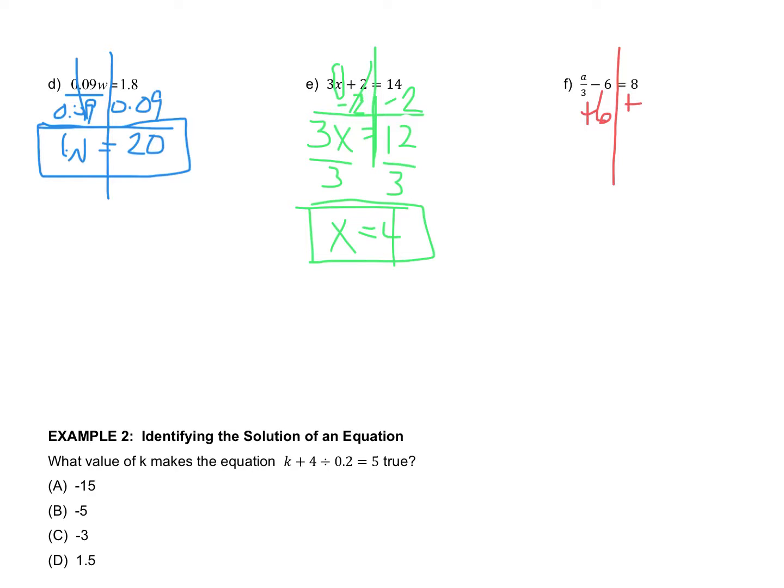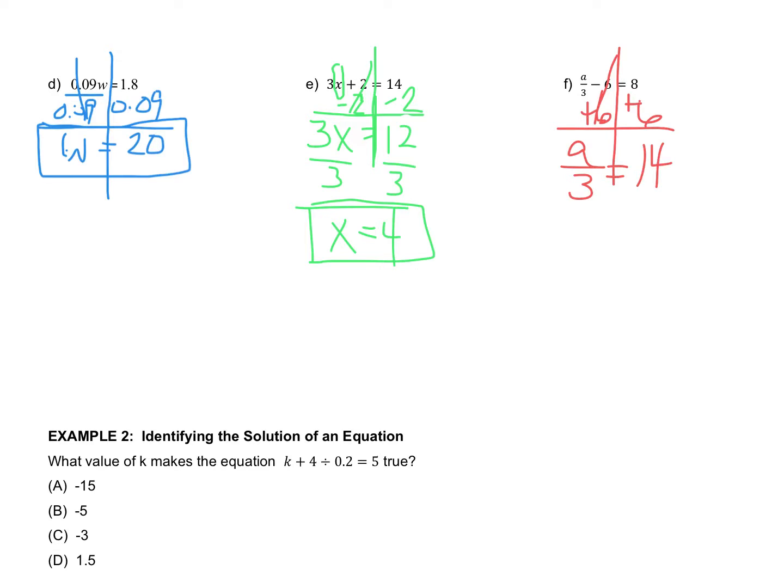So to undo subtraction, we do addition. I'd make sure I do it on both sides. The 6's are now canceled. They've been moved over to the right, and I get a over 3 equals 14.